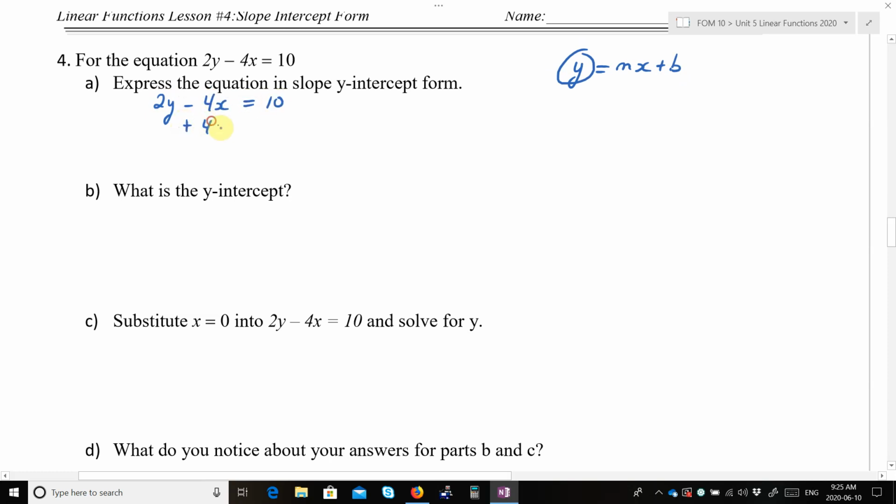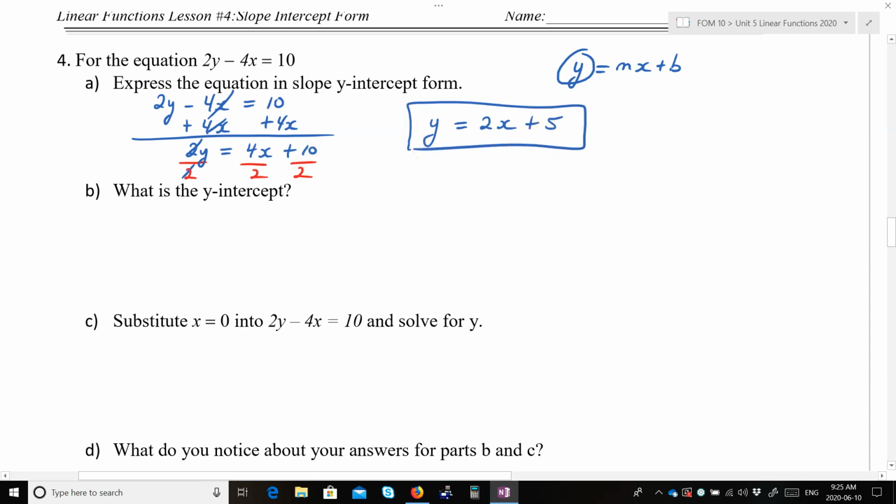So I'm going to add 4x to both sides. And so we end up with 2y equals positive 4x plus 10. And then to get y by itself, you divide both sides by 2. And that means that everything gets divided by 2. So we end up with y is now by itself. 4 divided by 2 is 2 in front of the x. And positive 10 divided by 2 is plus 5. Hey, there's slope-intercept form. What is the y-intercept? The y-intercept is the plus b, the positive 5.